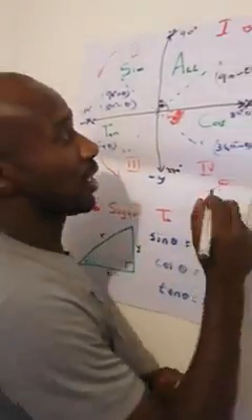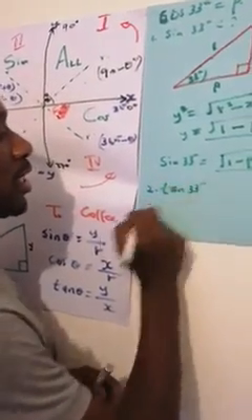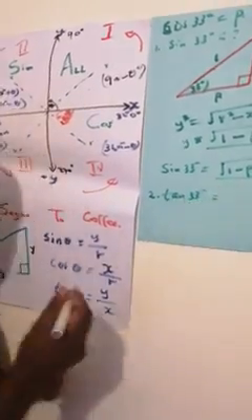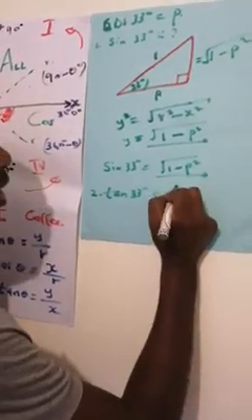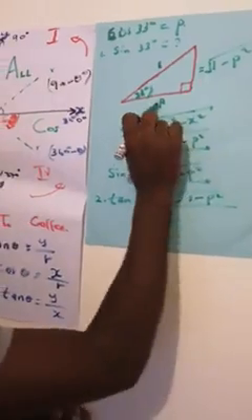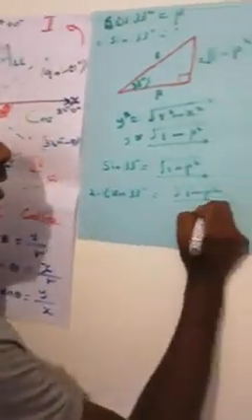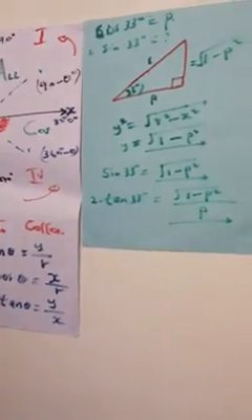Let's say now they say we must calculate tan 33 degrees. What is tan? You know that tan is y over x. What is y? y is this one. So the answer will be root 1 minus p squared over what? Over x. x is p. So the answer is root 1 minus p squared, all over p.